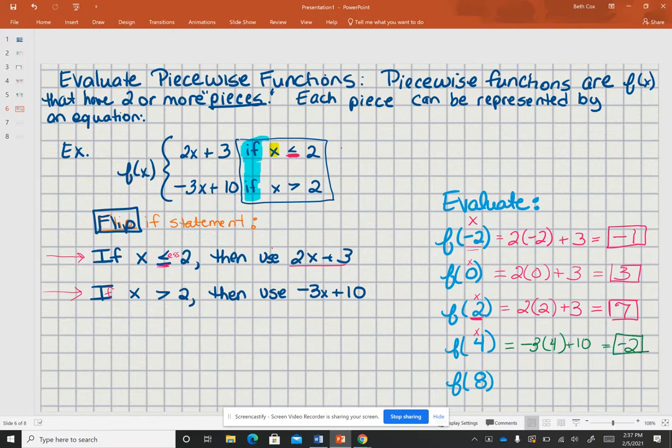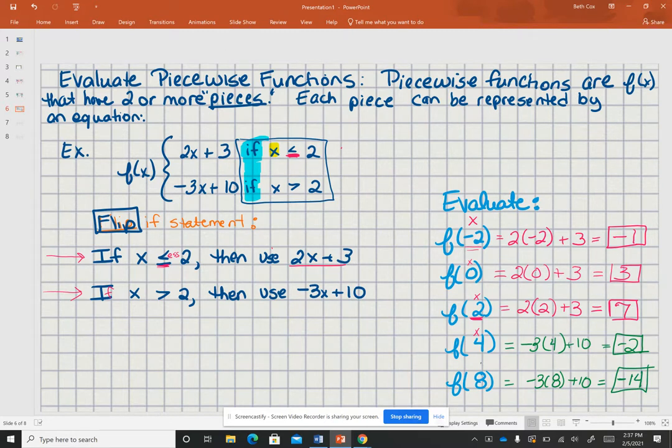What about 8? Where do I plug in 8? Is 8 less than or equal to 2? No. Is 8 greater than 2? Yes. Then I'm going to plug it into the second one. And that's going to give me a negative 14, if I'm not mistaken. Check my math, I could be wrong.